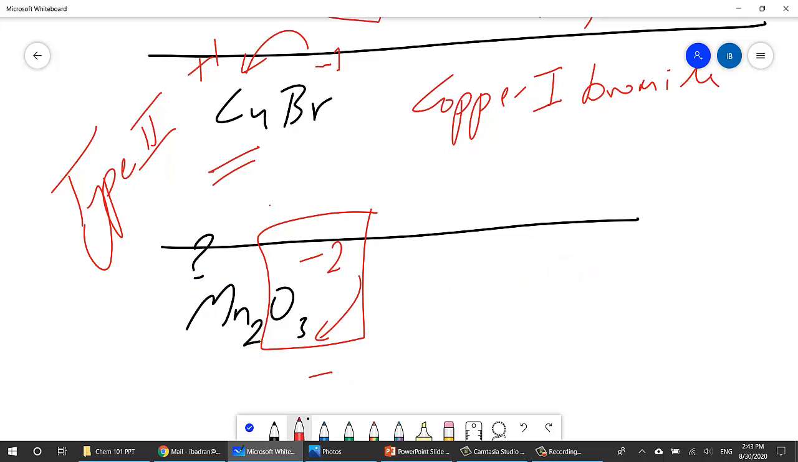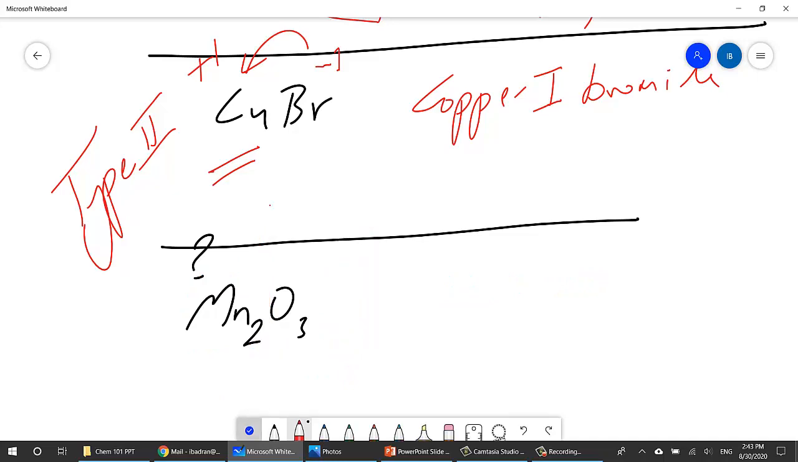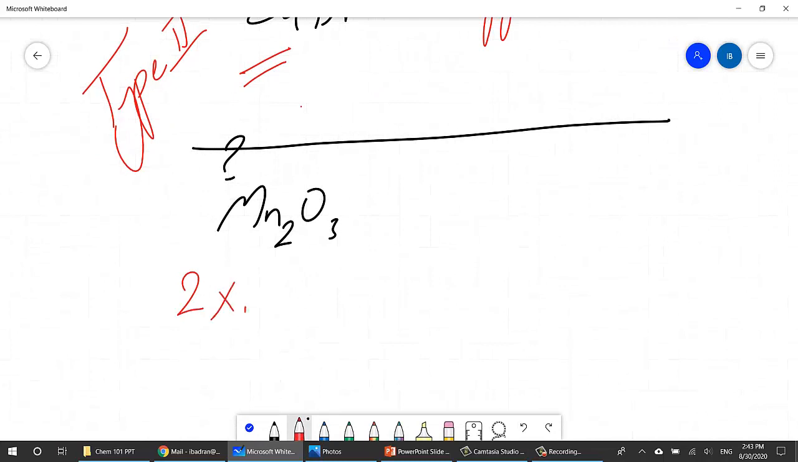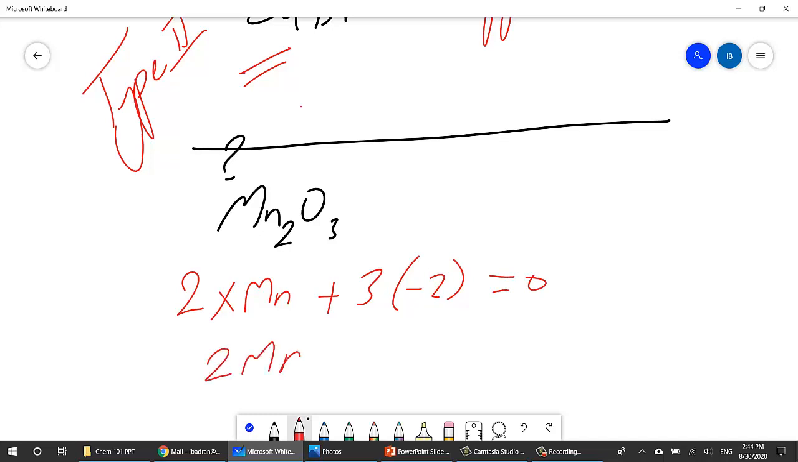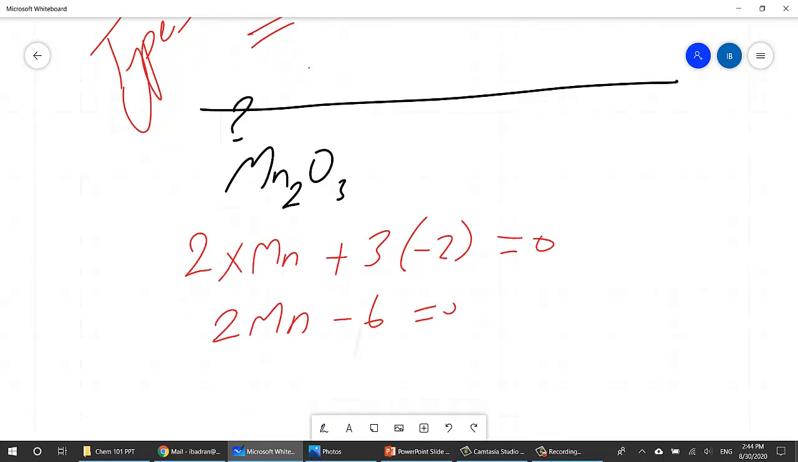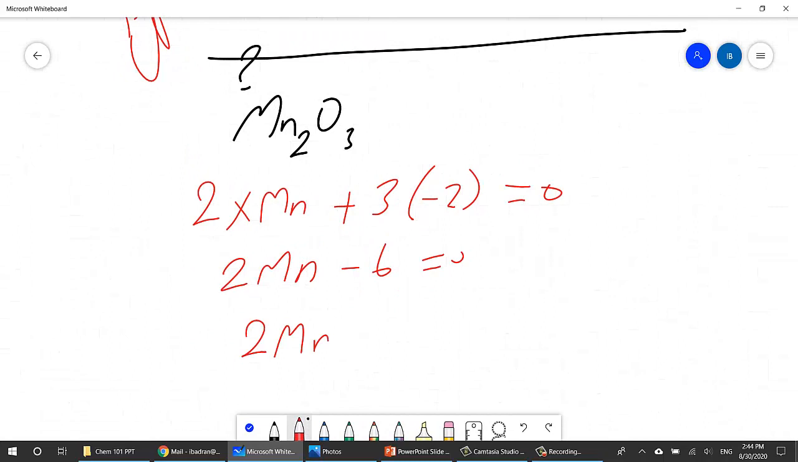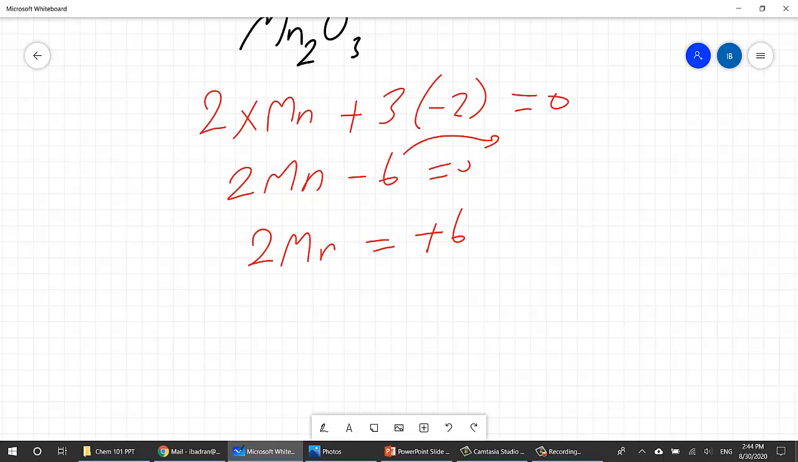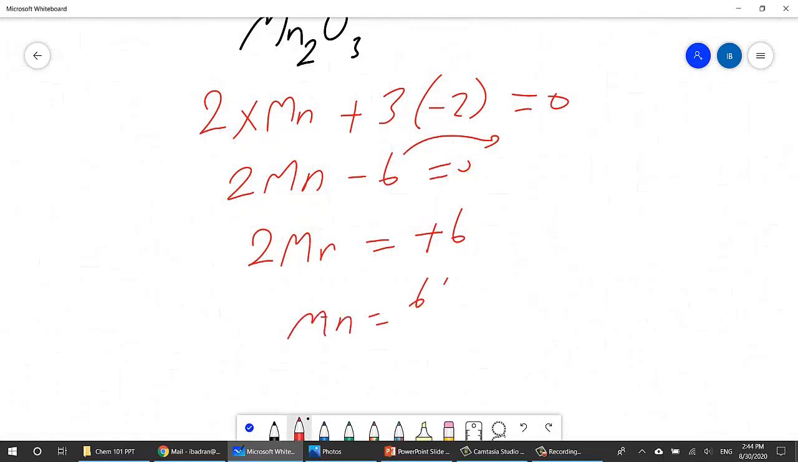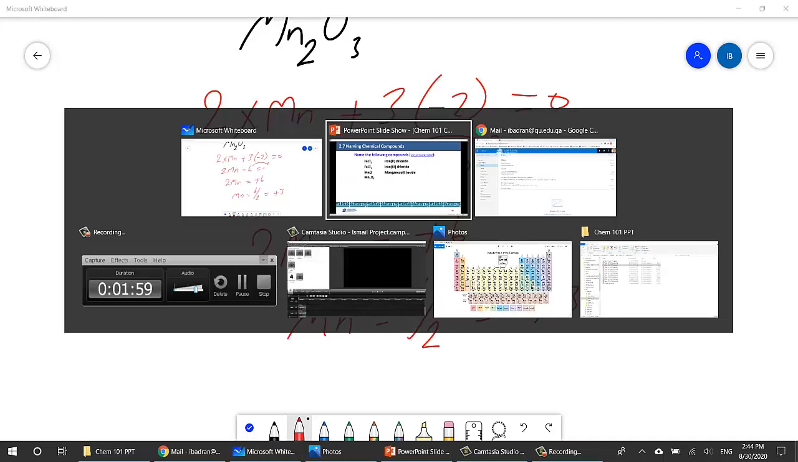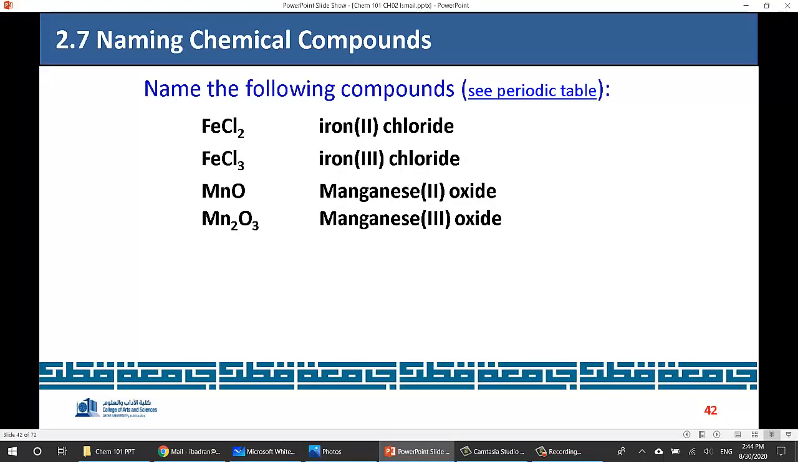Or you can do this simply by doing some mathematics. You can say that you have 2 atoms of Mn, plus the 3 atoms times oxygen. I know that oxygen is -2. That should be equal to 0, because the whole charge on the whole molecule is neutral, is 0. So I'll give you 2 Mn minus 6 is equal to 0. And that will mean 2 Mn will give you +6. And therefore you divide both sides by 2 to get rid of this 2, and that will give you Mn is equal to 6 divided by 2, which is equal to +3. And therefore, this is manganese 3 oxide.